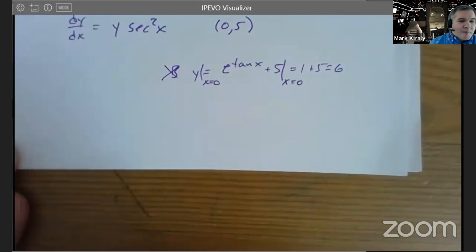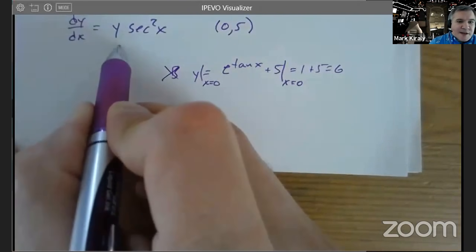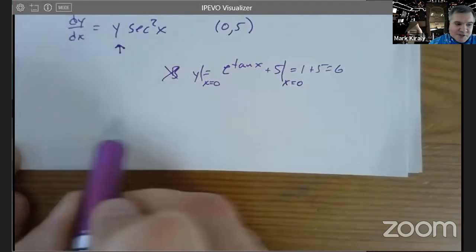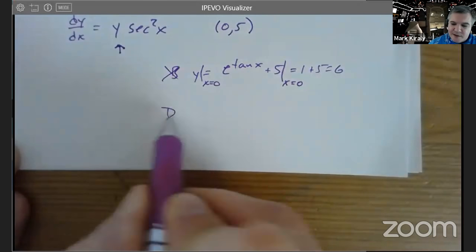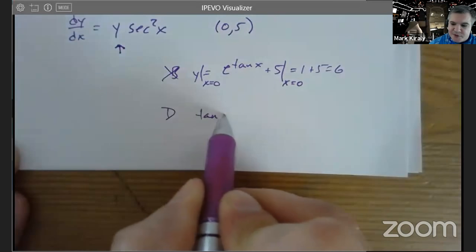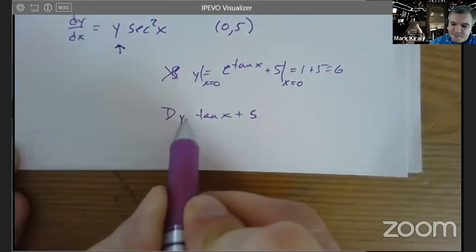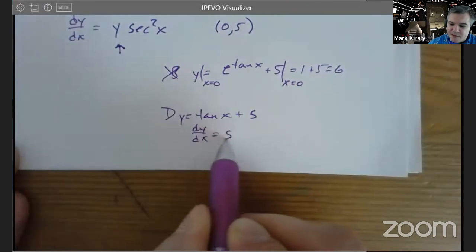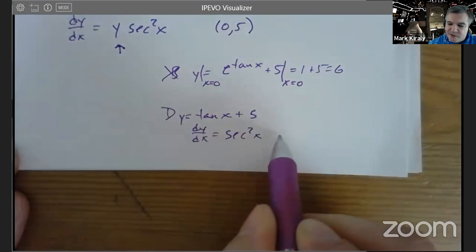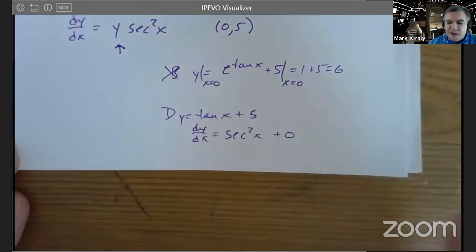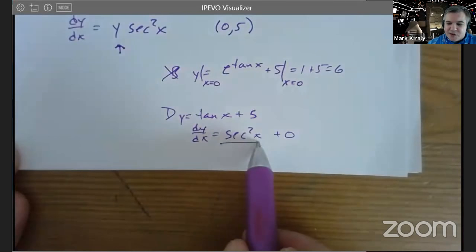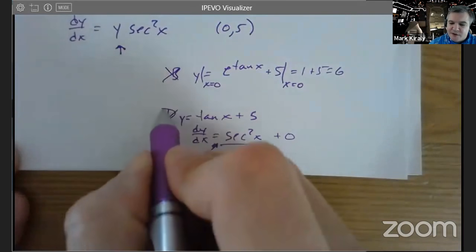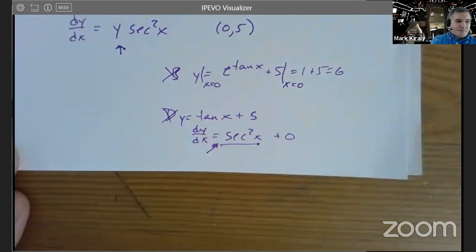All right. Some other things to look for is we see evidence of y showing up again here. So when I look at option D, it was tangent x plus 5, and dy/dx is going to be secant squared x plus 0. And of course, we've got the secant squared x, but I want to see evidence of my original equation there. So now D is gone.